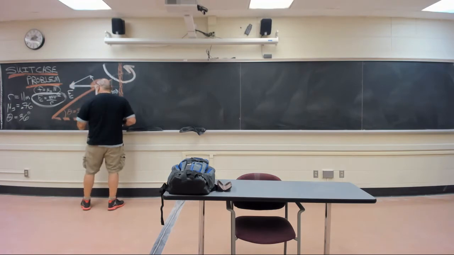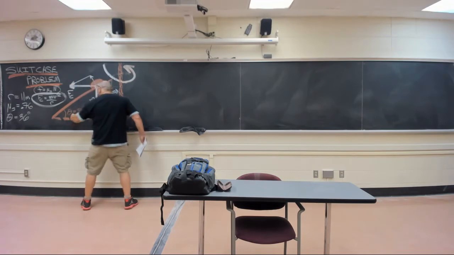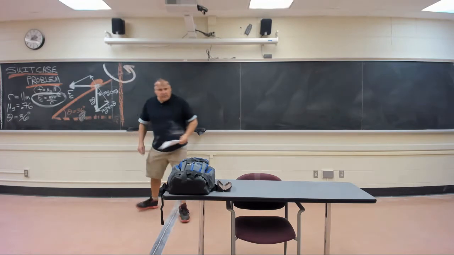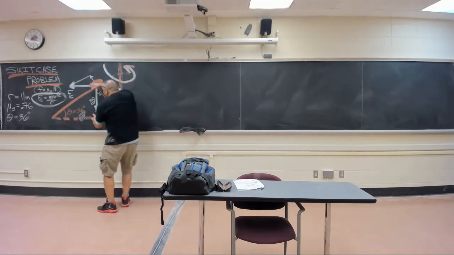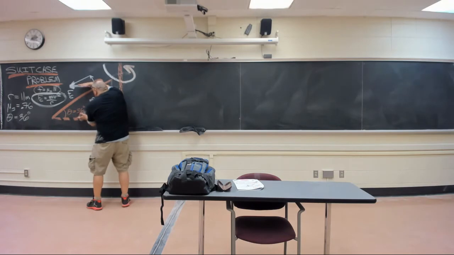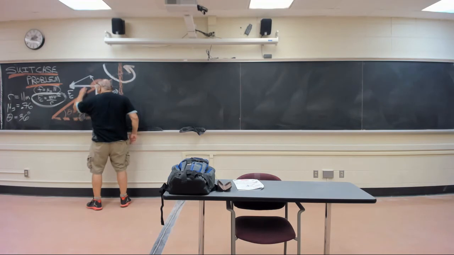Now, wait a minute. That's theta. These are two parallel lines. Here's a transversal cutting them. If that's theta, alternate interior angles are congruent. This whole thing is 90 degrees. So this right here is 90 minus theta, which means that this right here is also theta, and this is 90 minus theta, and this is a 90 degree angle right there.